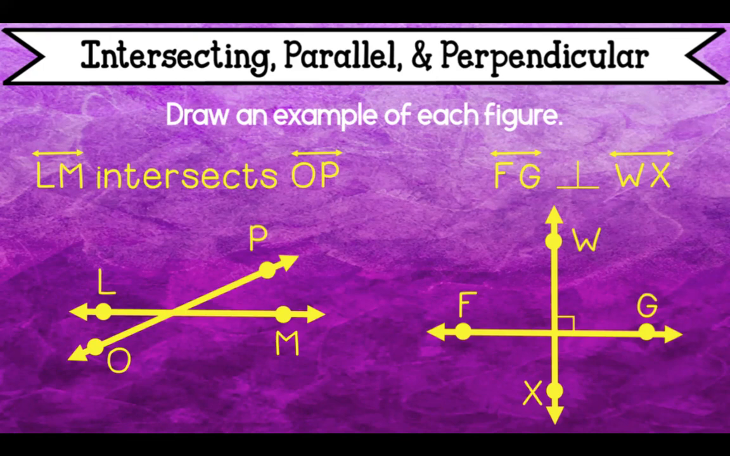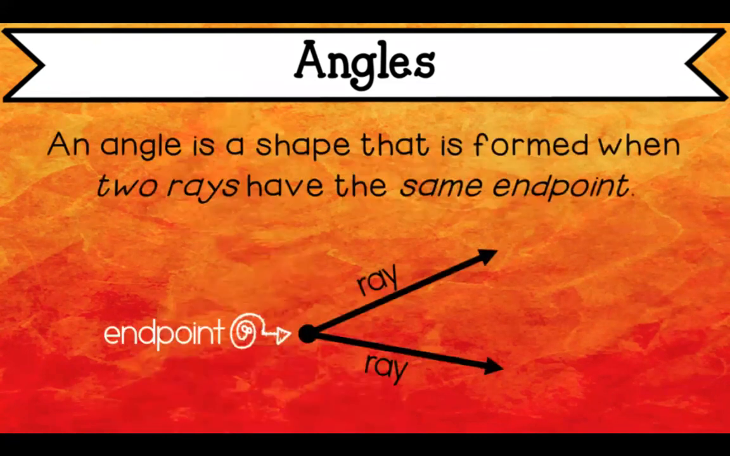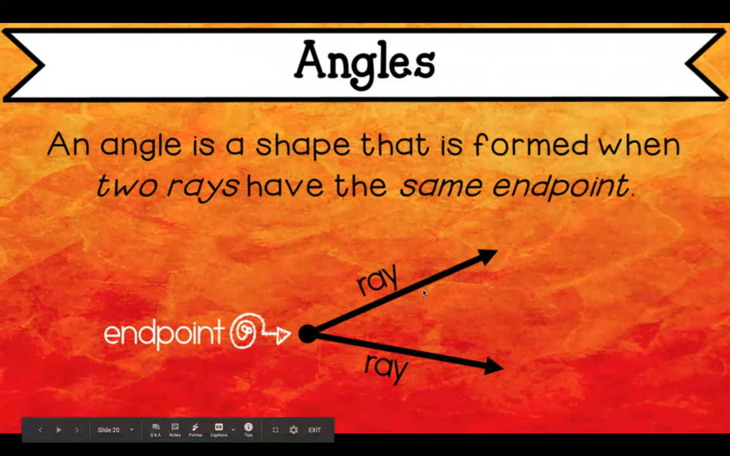So next, the last thing we're going to talk about in today's lesson are angles, okay? I'm pretty sure you've talked about these in 3rd grade, but it's been a long time. So I'm going to give you a really good overview, okay? An angle is a shape that is formed when two rays have the same endpoint. You see how this picture right here has 2 rays? And look, they're sharing that endpoint right there. So when you combine those 2 rays, they make an angle.